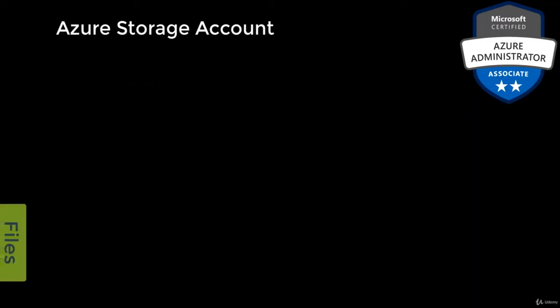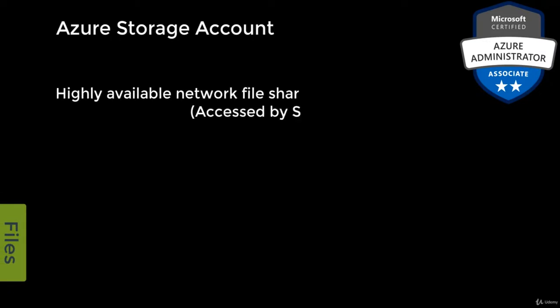Azure Files. Azure Files enables you to set up a highly available network file share that can be accessed by using the SMB protocol. That means that multiple virtual machines can share the same files with both read and write access at the same time. You can also read the files using REST APIs.